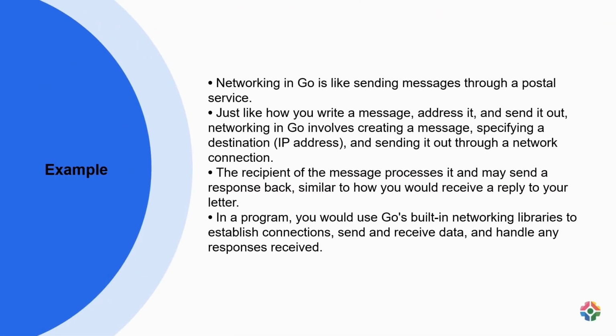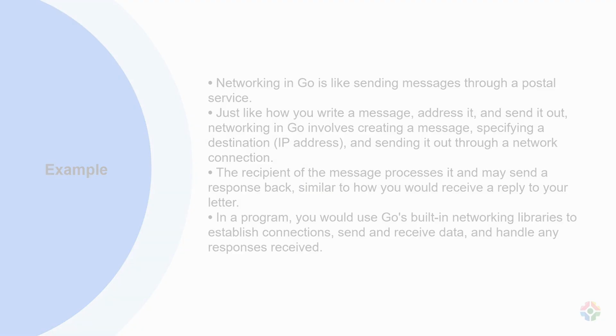Networking in Go is like sending messages through a postal service. Just like how you write a message, address it, and send it out, networking in Go involves creating a message, specifying a destination IP address, and sending it out through a network connection. The recipient of the message processes it and may send a response back, similar to how you would receive a reply to your letter. In a program, you would use Go's built-in networking libraries to establish connections, send and receive data, and handle any responses received.